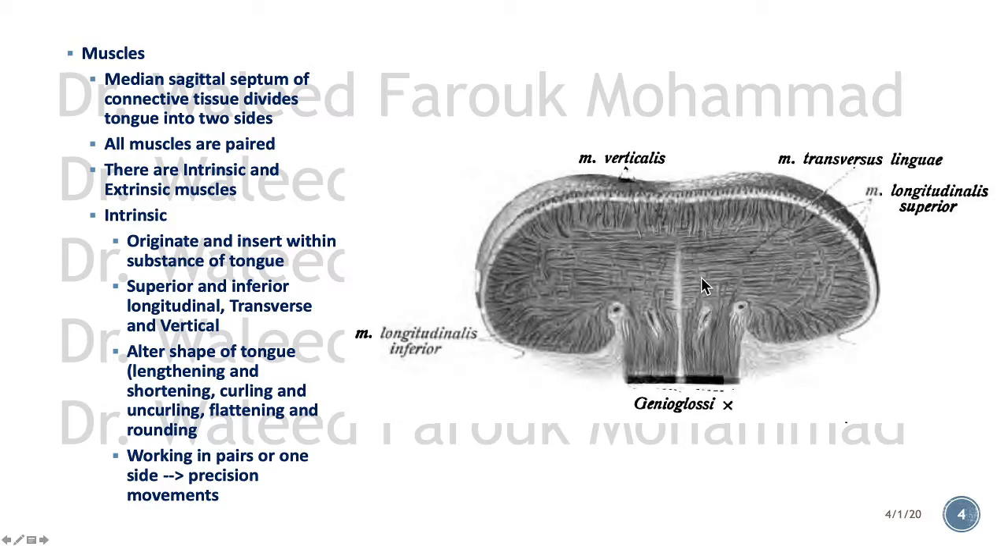If we start with the intrinsic muscles, they are divided into 4 groups according to direction. There is a vertical group, a horizontal or transverse group, and longitudinal groups taking the length of the tongue, like the superior longitudinal and the inferior longitudinal groups. This is, of course, a cut section, so you'll see a cut section of them. It makes sure that one can move the tongue in every direction.